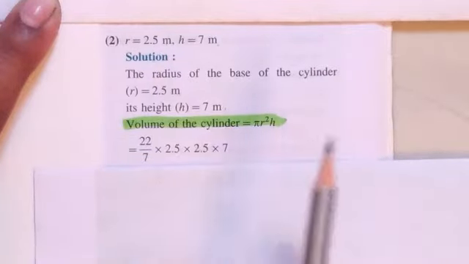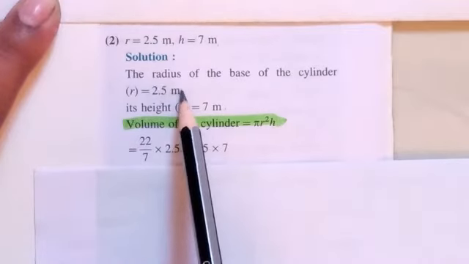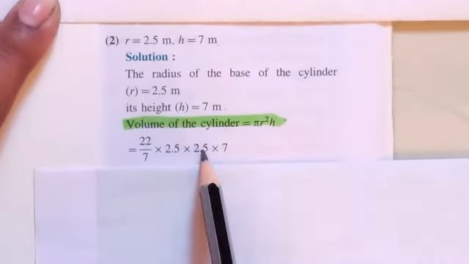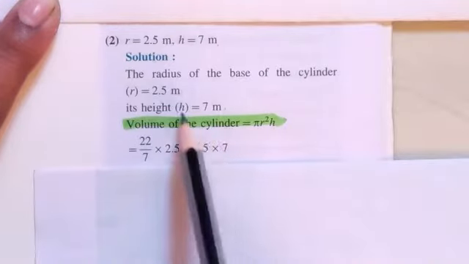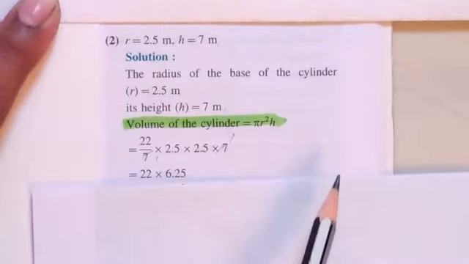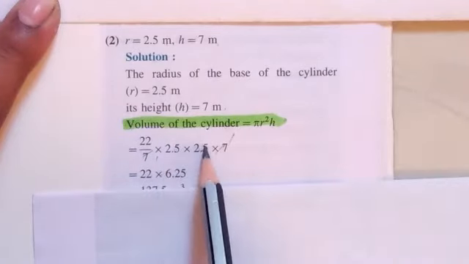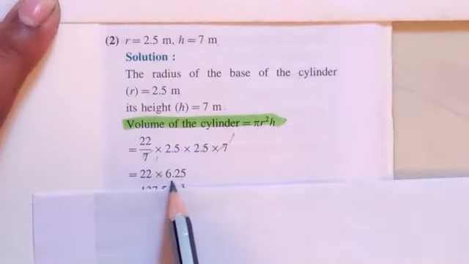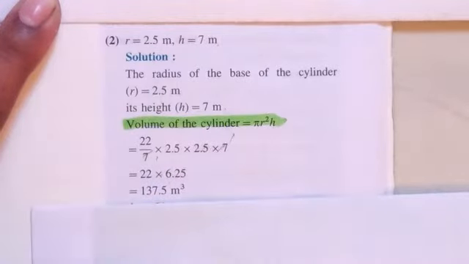That is pi, it means 22 upon 7. R, the radius, is 2.5 meter, multiplied with 2.5, so it will be r square, multiplied with h, that is 7 meter. 7 ones are 7, 7 ones are 7. Let's do the calculation. 22 will be as it is, multiplied with these two figures, the multiplication will be 6.25. If we do the calculation, then we get the answer, that is 137.5 m raised to 3.